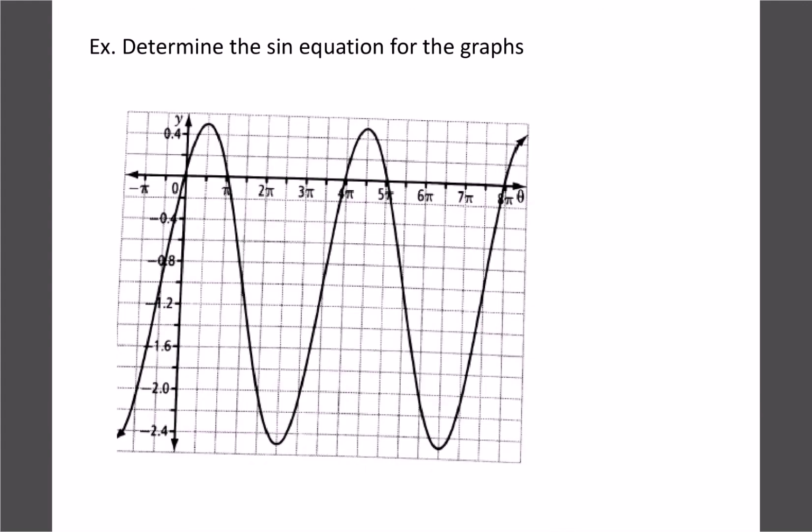Okay, I think I got one more. Yeah, so here's another one. So sine once again, so find our midline. So we're going from negative 2, looks like 2.5 is the bottom, up to 0.5 at the top. So that gives us a distance of 3, so halfway would be 1.5. So our midline should be at negative 1.